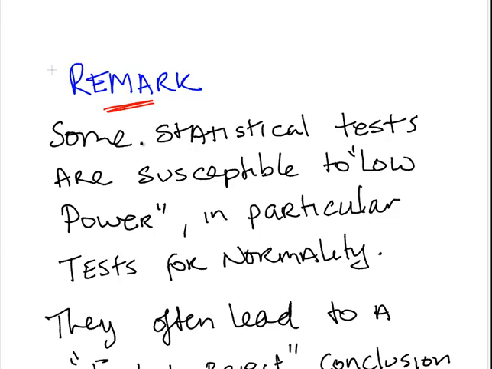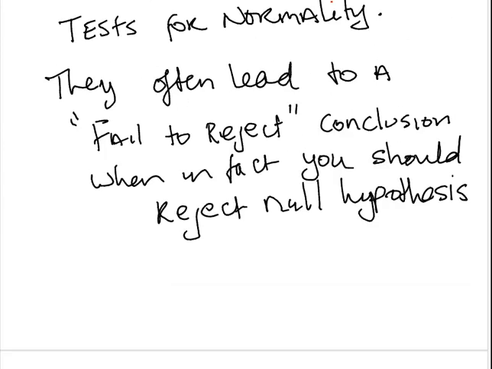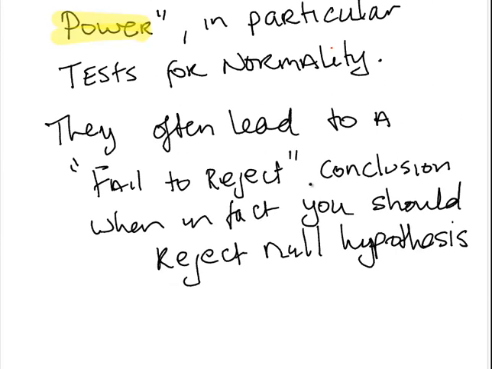Some statistical tests are susceptible to low power. Okay, and essentially, also in particular, tests for normality like the Shapiro-Wilk test. So it's something you just got to look out for with a lot of these testing procedures, that they might give a p-value that sort of says fail to reject, but you just be a bit more circumspect about it. They often lead to a fail to reject conclusion when in fact you should reject the null hypothesis.